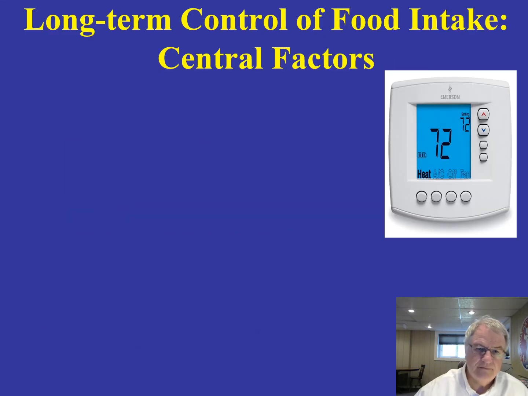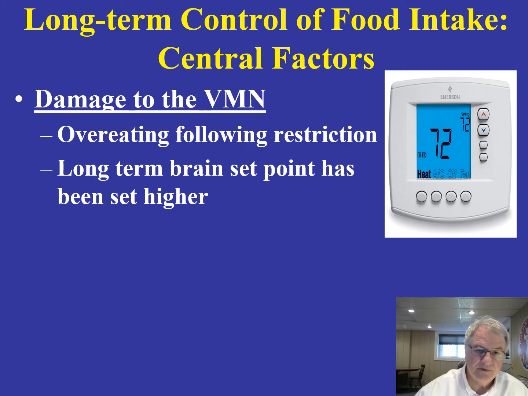We also have a long-term controlling system, central factors. When there's damage to the ventral medial nucleus, we know that an animal is going to overeat. But if you restrict the amount of eating behavior that they engage in, they come back down to a normal body weight. But then when you allow them to eat as much as they want again, they just go right back up and become overweight. So it's as if there's a set point in the brain that has been set at a higher level.